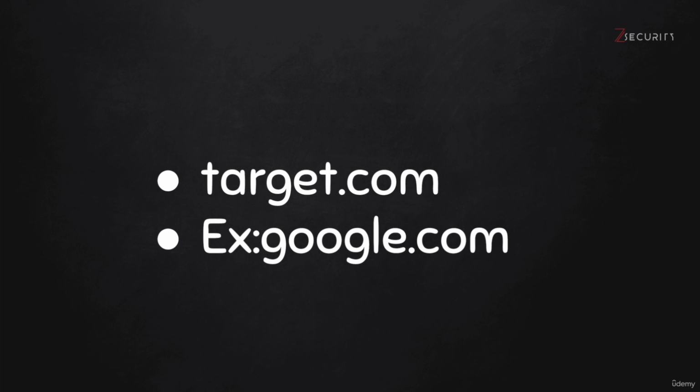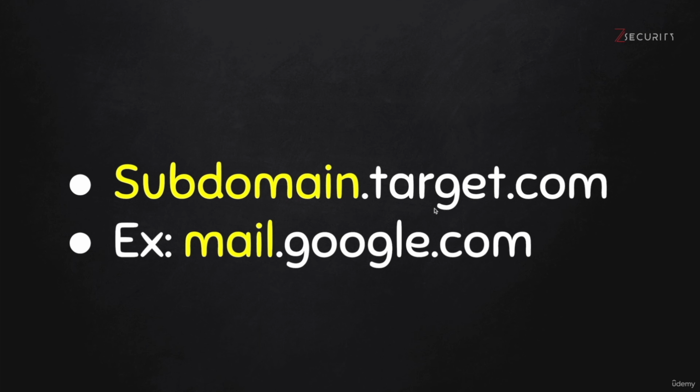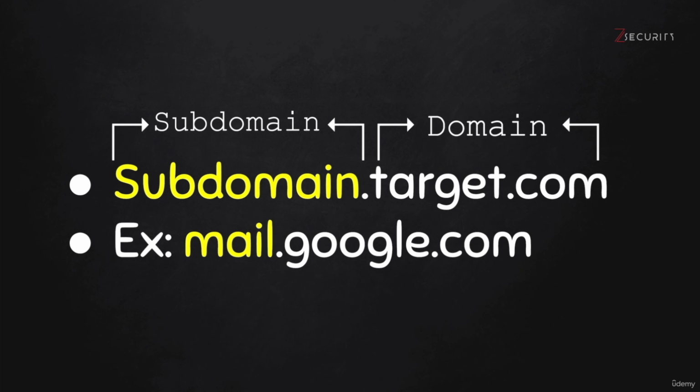A lot of websites also have subdomains. Subdomains are the names that you see before the domain name, like this. So in this example, we have subdomain.target.com, and a real-life example would be mail.google.com. So in this case, the subdomain is subdomain, and obviously in the Google example, the subdomain is mail, and then the domain name is google.com.